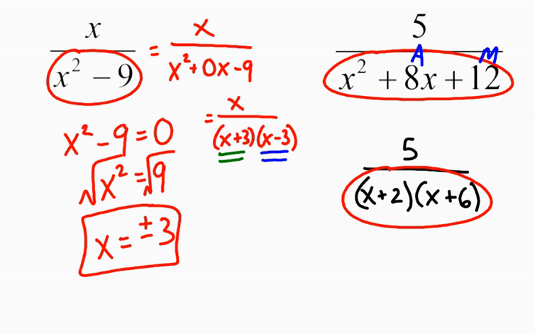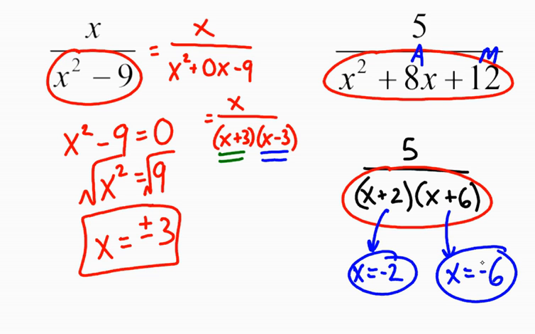I want to know when is this bottom part going to be equal to 0. Well, it will be equal to 0 when this x is equal to negative 2, and it will be 0 when this x equals negative 6. So I need to exclude negative 2 and negative 6 from the table of values that I would eventually make to graph this.